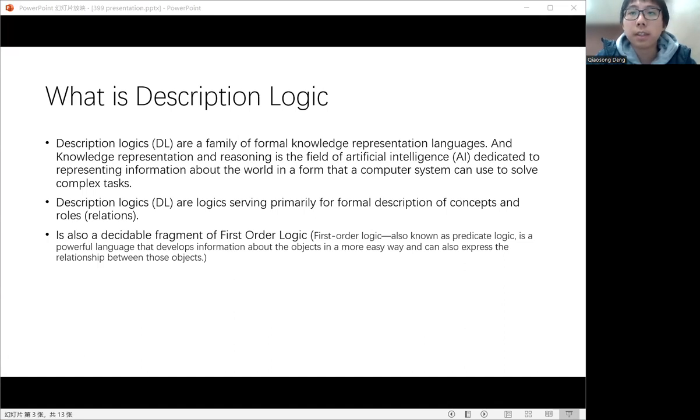Description logic is also a decidable fragment of first-order logic. First-order logic, also known as predicate logic, is a powerful language that describes information about the objects in an easier way and can also express the relationship between those objects. In this presentation, I want to look at a special description logic, but introduce some elements they have in common.